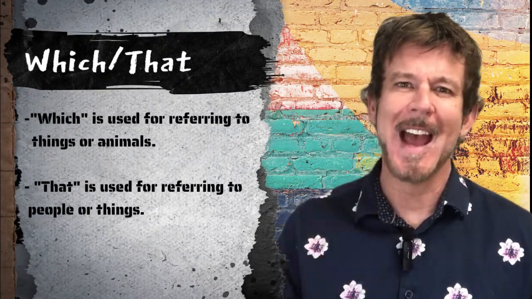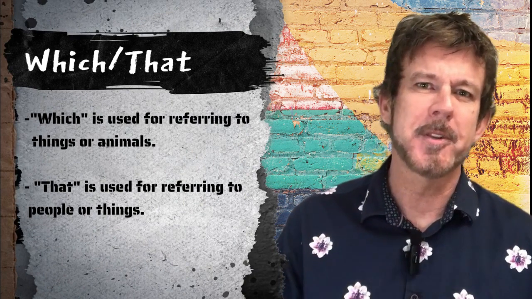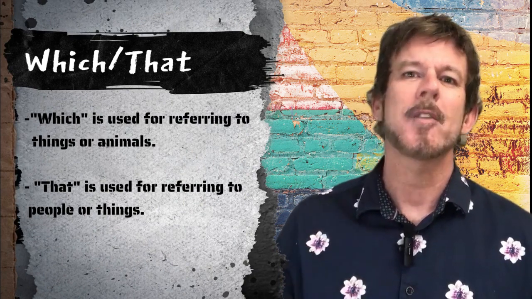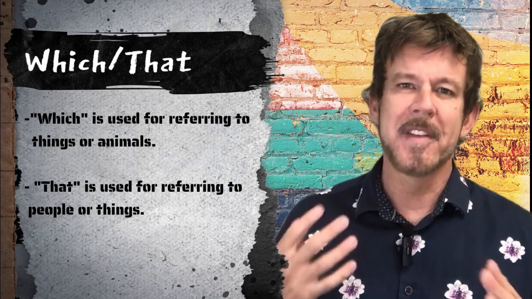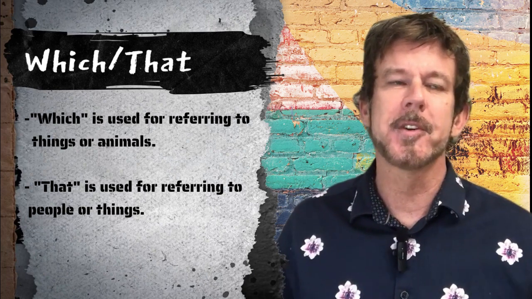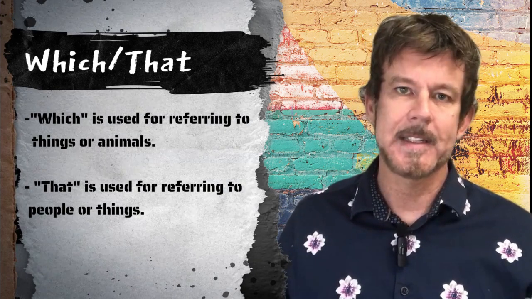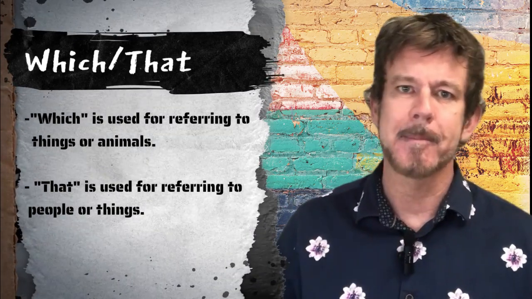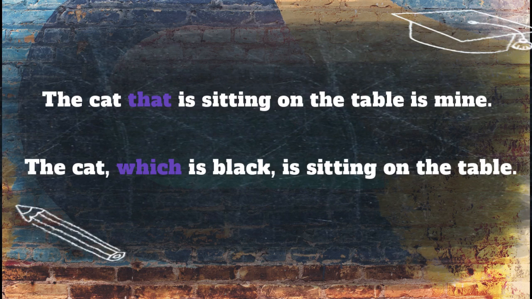Which versus that. Which is used to refer to things or animals, while that is used to refer to people or things. Let's look at some examples. The cat that is sitting on the table is mine. The cat which is black is sitting on the table.